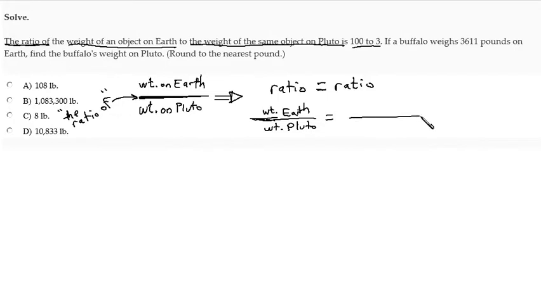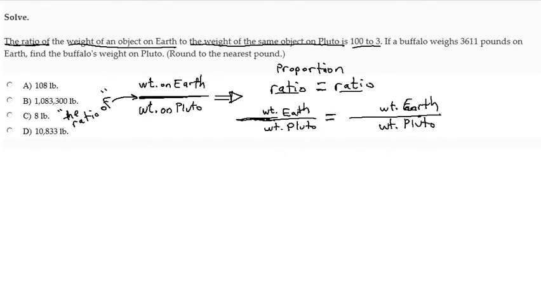as weight on Earth to weight on Pluto. Let's say weight so we make it look the same on the other side. Now we're going to see how we fill in the numbers for this proportion. As I said, a proportion is set up as a ratio set equal to another ratio, and here are the two ratios set equal to each other.